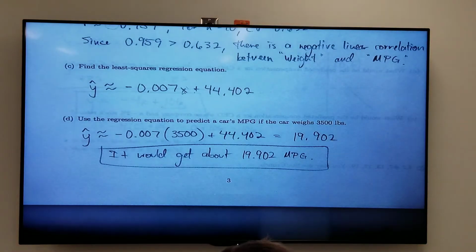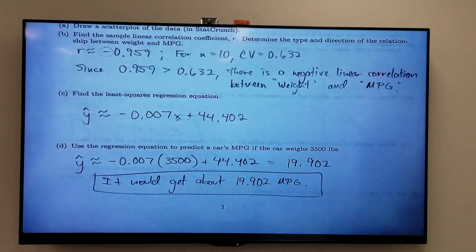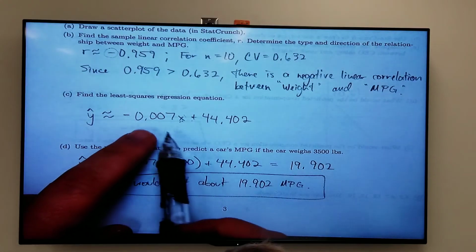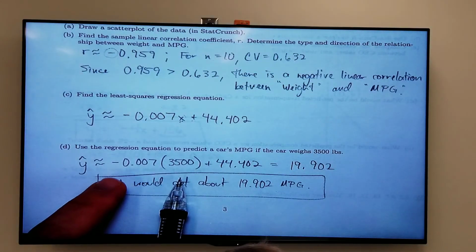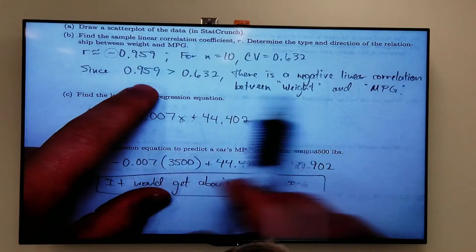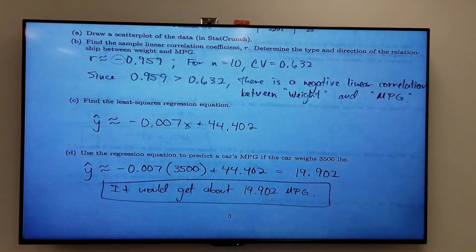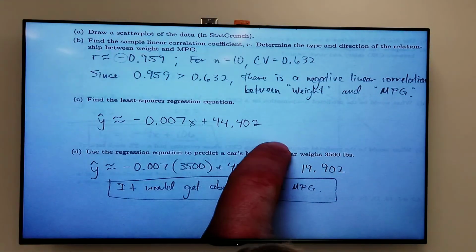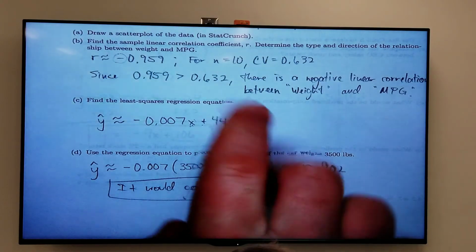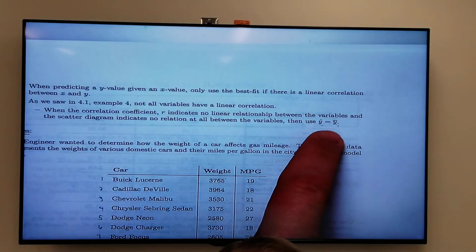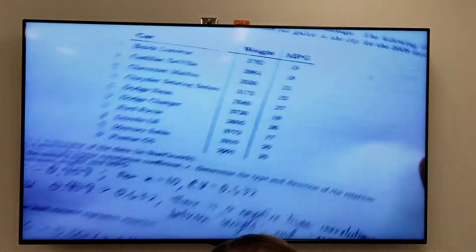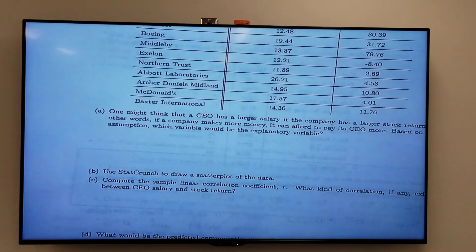So that's that process from beginning to end. Now this is an example of a situation where it's appropriate to use the least squares regression equation to make a prediction because there was in fact a linear correlation between the variables. But if there's not a linear correlation between the variables, then it does not make sense to use a least squares regression equation to make a prediction. And in that case, the best thing we can do is to just use the sample mean. So I'm going to give you an example of that on page 4. So let me start a new video for page 4, and we'll see an example there.